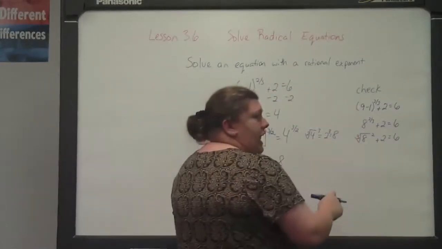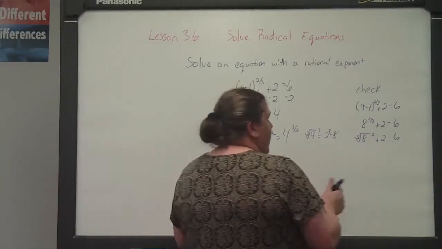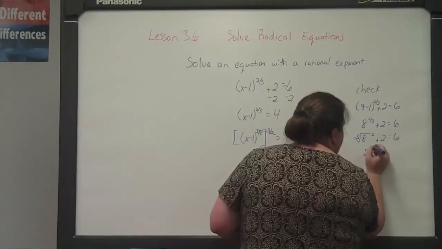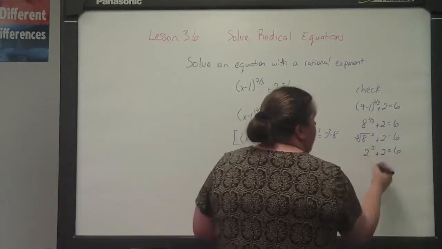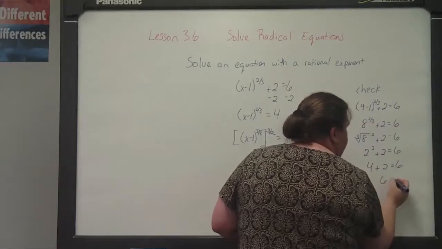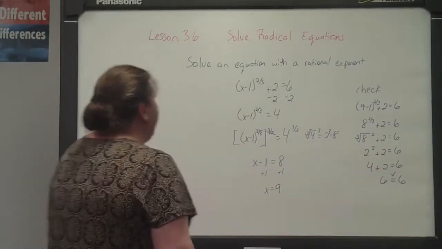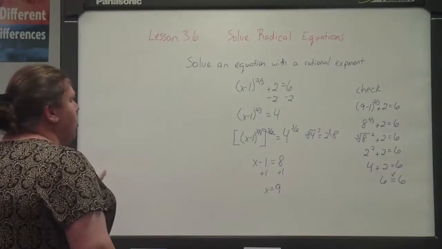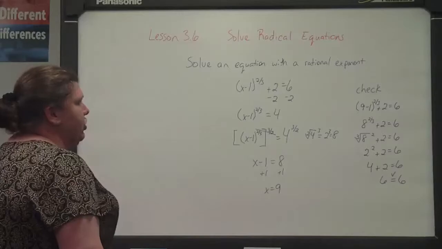The cube root of 8, remember 2 times 2 is 4 times 2 is 8. So that means I can say 2 squared plus 2 equals 6. 2 squared is 4 plus 2 equals 6. So 6 does equal 6. So therefore x equals 9 is a correct solution for x minus 1 to the 2/3 plus 2 equaling 6.